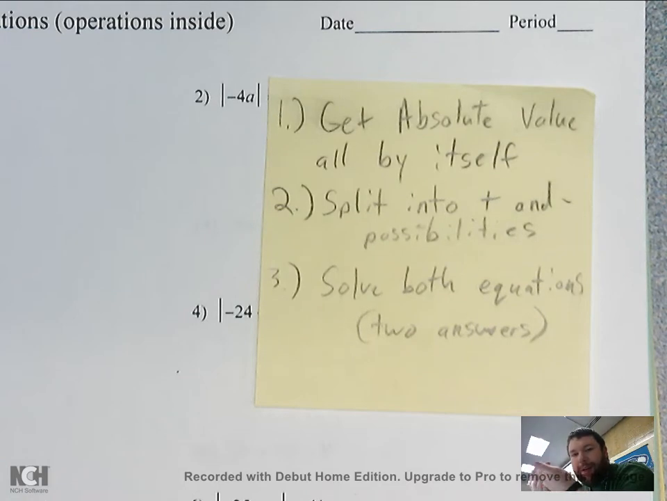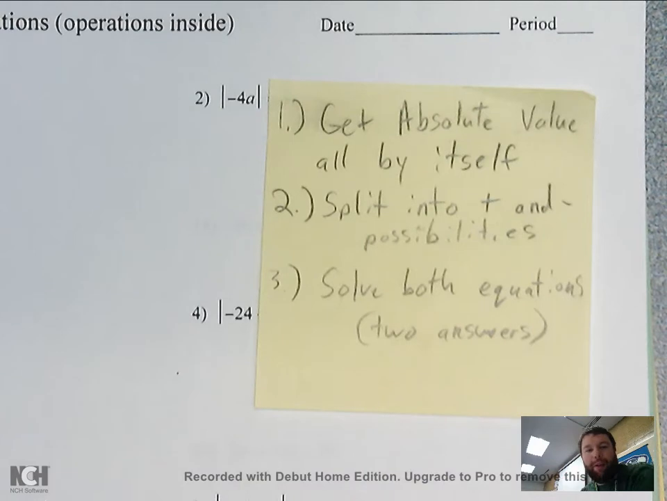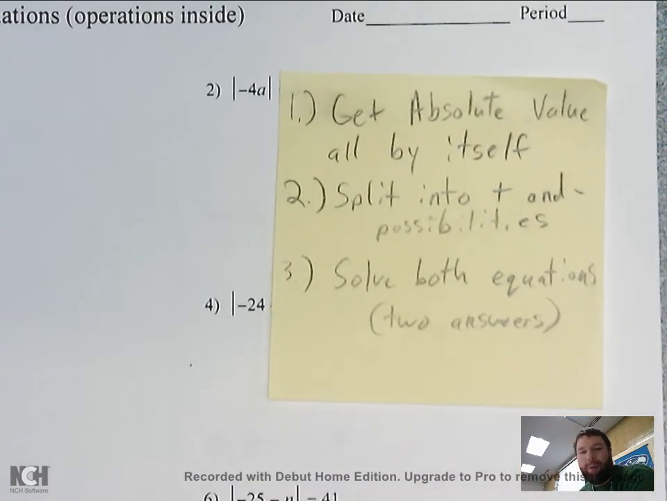A lot of students are going to get stuck in this trap where they solve it and then they just make that answer negative. And that works like 10% of the time. But most of the time, you're going to get that second answer wrong. So trust me, you need to split it into the two equations, the positive and negative possibility. I'm going to show you what that means, and then you just solve both equations.